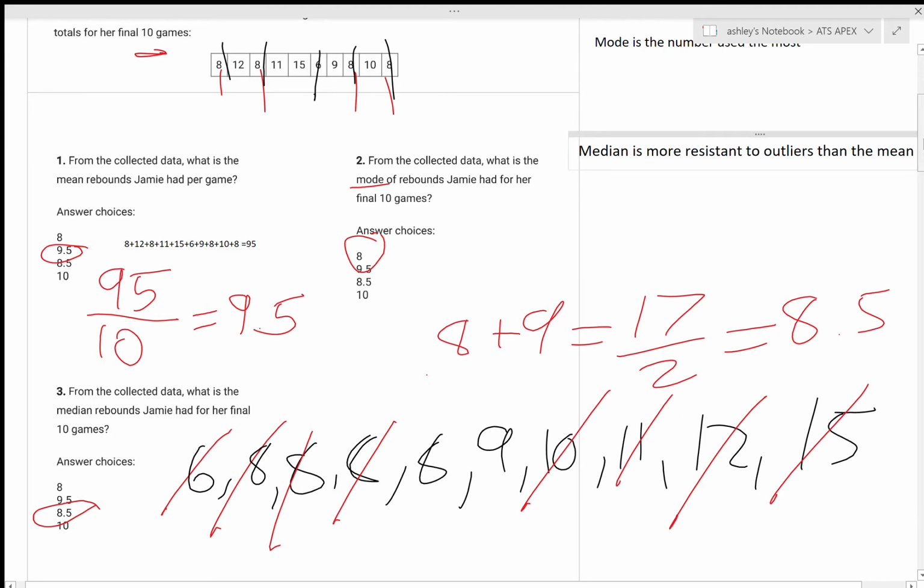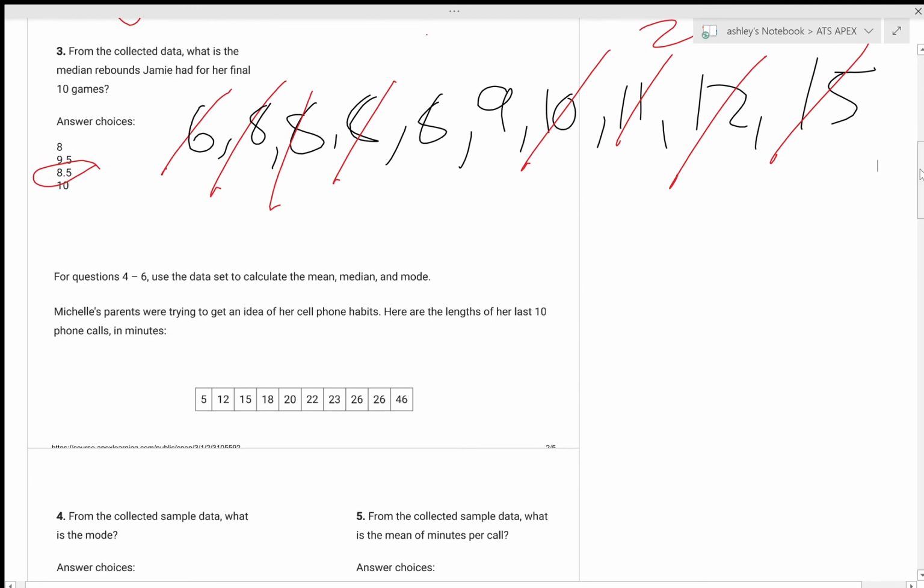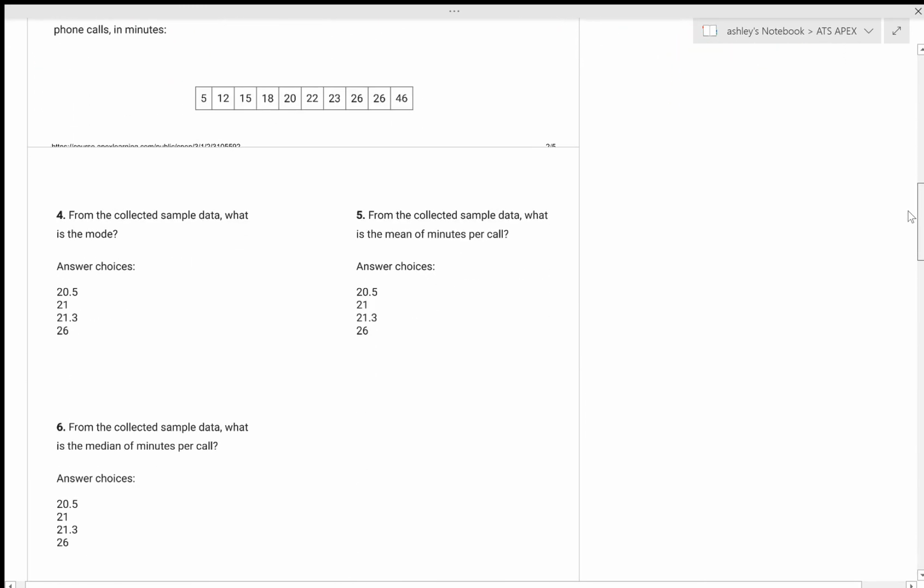Okay? So that's the mean, median, mode stuff. You have another set of questions like that in your checkup and several questions on your quiz. That'll be one of those 3.